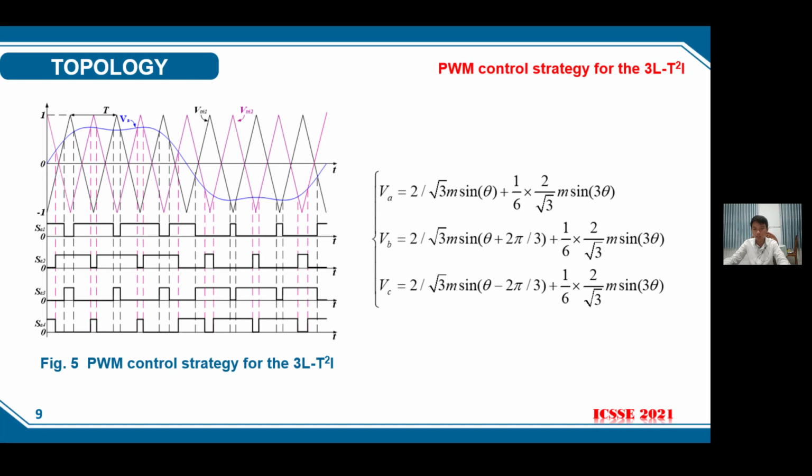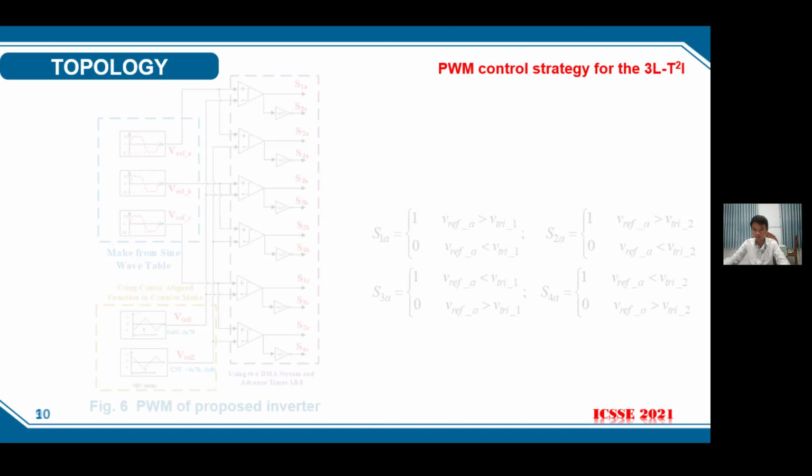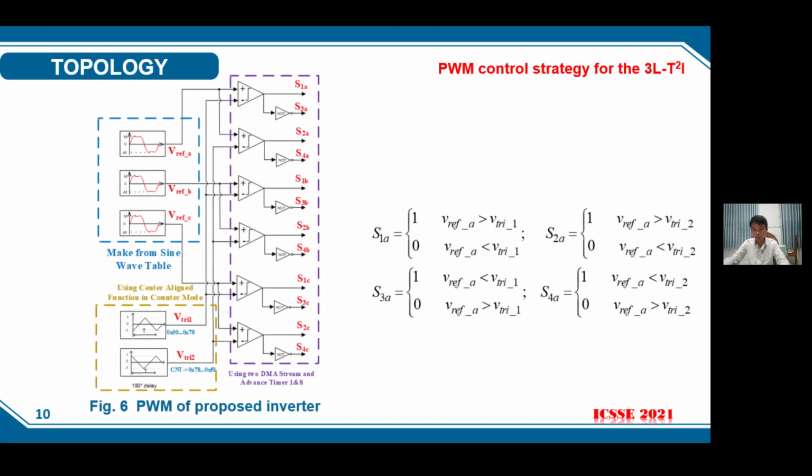Now, let's learn about the SPWM technique. In this paper, we study and apply the third harmonic injection and modified phase shift algorithm. We have the reference voltage equation shown on the right side. By comparing the reference voltage with the carrier, we get the control signal for each switch. Figure 5 shows the SPWM for the topology. Figure 6 gives the logic circuit entirely.